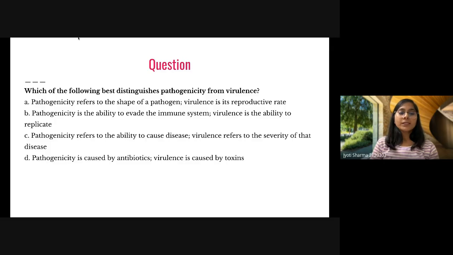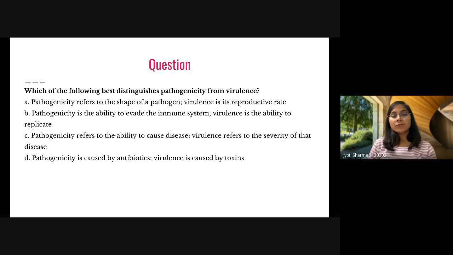Okay. The next question is based on the difference between pathogenicity and virulence. So we have four options. A, pathogenicity refers to the shape of the pathogen, virulence is its reproductive rate. B, pathogenicity is the ability to evade the immune system, virulence is the ability to replicate. C, pathogenicity refers to the ability to cause disease, virulence refers to the severity of that disease. D, pathogenicity is caused by antibiotics and virulence is caused by toxins.